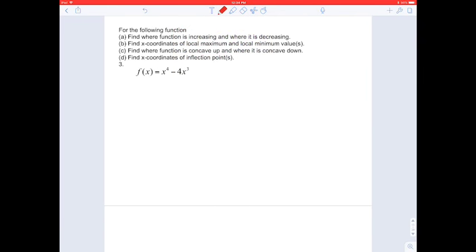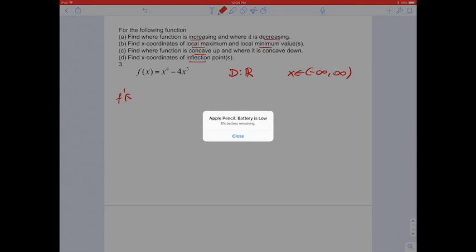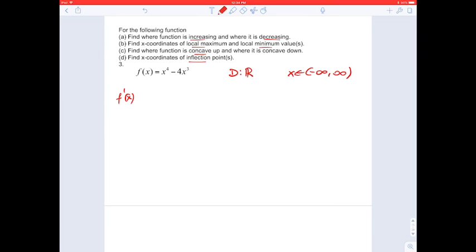Okay, let's take another one. The same thing: intervals of increase, decrease, local extreme values, concavity, and inflection. x to the power of 4 minus 4x cubed. Again, a polynomial, nice and smooth function, all numbers in the domain. x belongs from negative infinity to positive infinity. Let's find a first derivative.